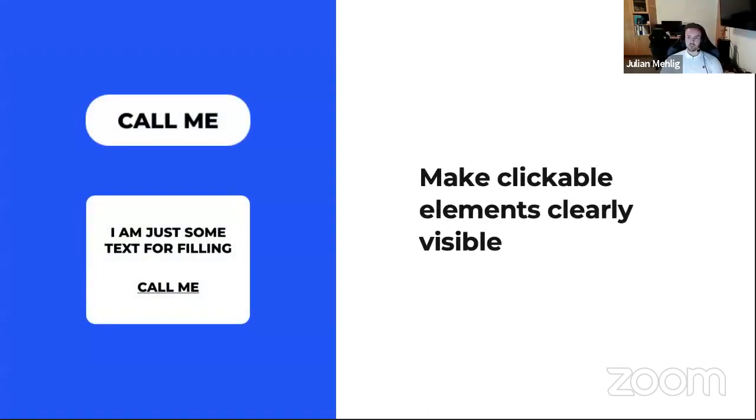Another important point is that our clickable elements have to be pointed out as clickable elements and don't get lost in the leftover UI or in the content flow. That's why they should be emphasized with an accent color or be covered in a button shape.